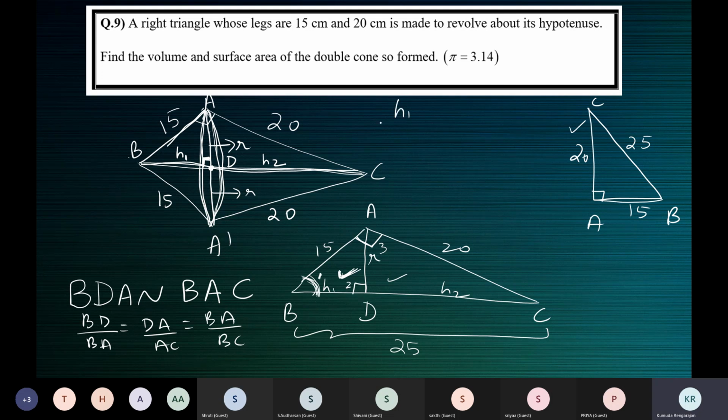Look at the figure: H1 by BA, what's BA? 15, is equal to DA. How much is DA? DA is the radius R. By AC, 20, is equal to BA 15 by BC 25.